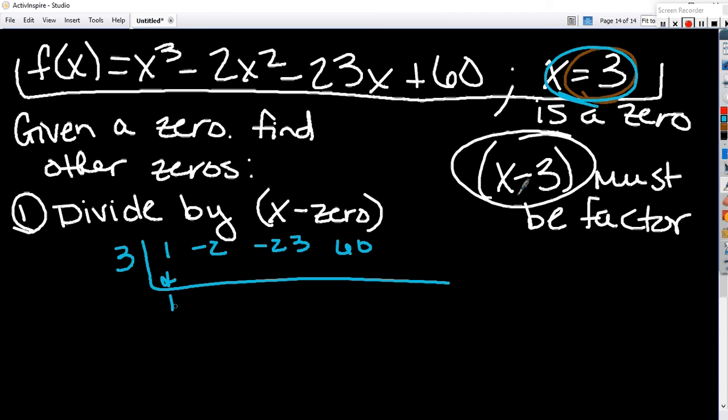So you change it into the factor, but because it was a 0, it's already been set equal to 0 and solved. So it's opposite on the factor, same on the 0. All right, multiply and add, multiply and add, multiply and add. How do I know I did that correctly? I got a 0 for my remainder.